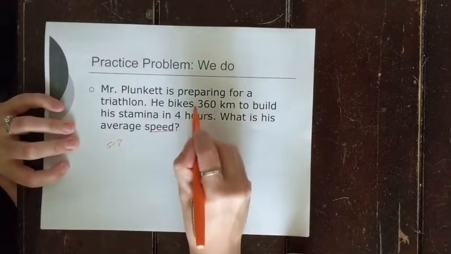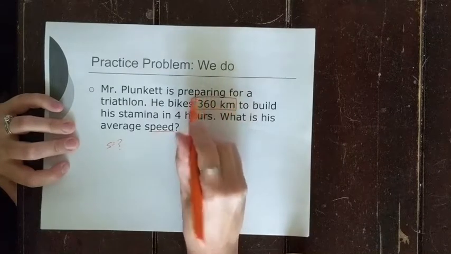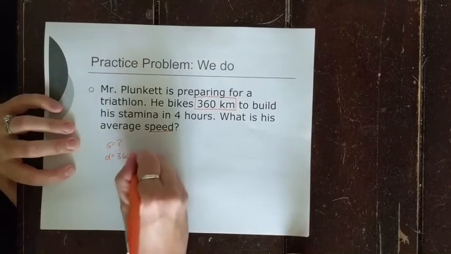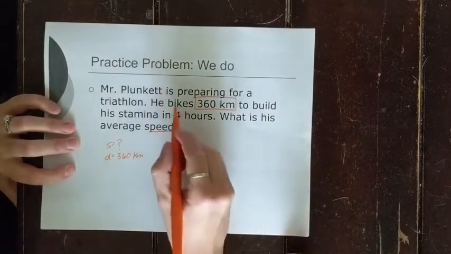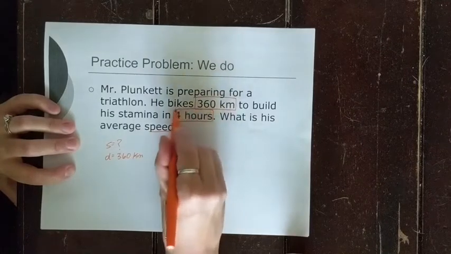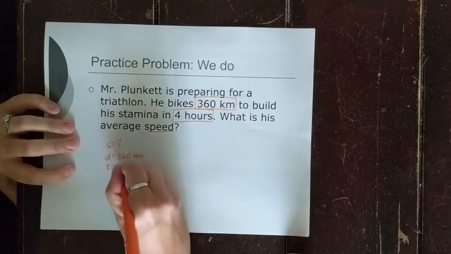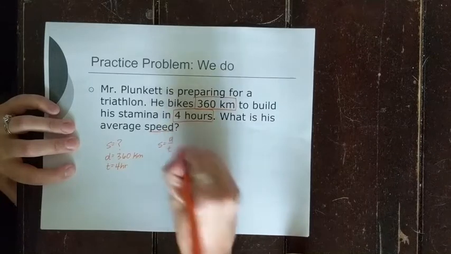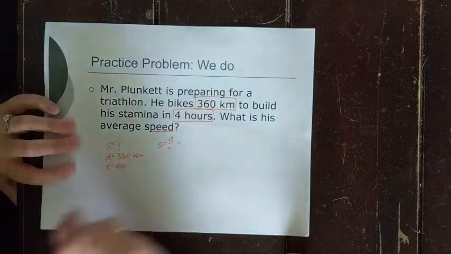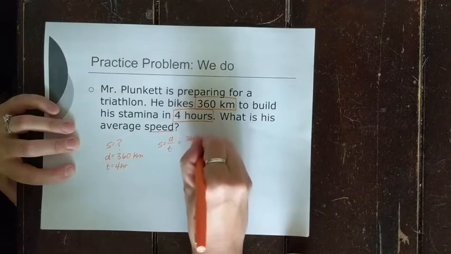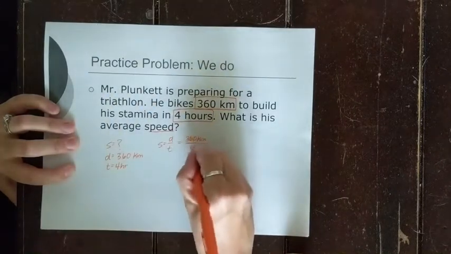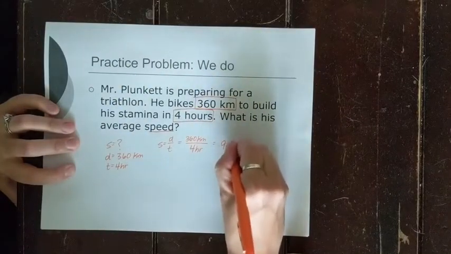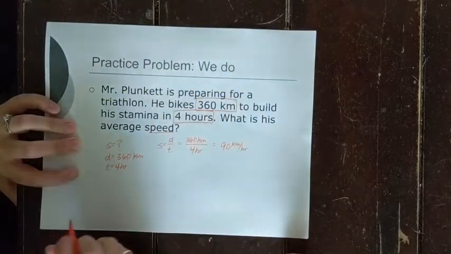What numbers do we have? He bikes 360 kilometers. Kilometers is a unit of distance. So 360 kilometers to build his stamina in 4 hours. Hours is a unit of time, so our time is 4 hours. If you'll remember, our equation is speed is equal to distance divided by time. So if I put that all together, I have 360 kilometers divided by 4 hours. We divide that out, we get 90 kilometers per hour.